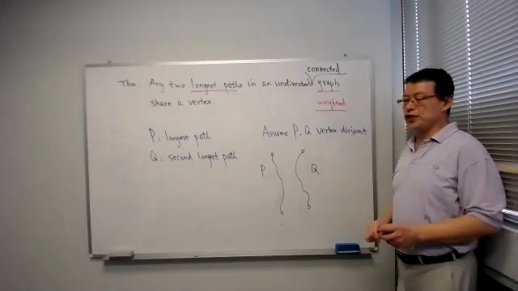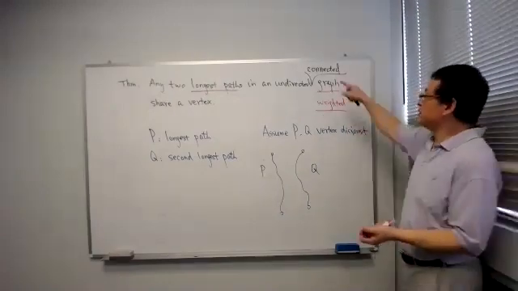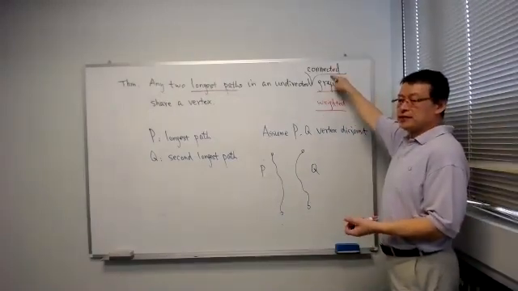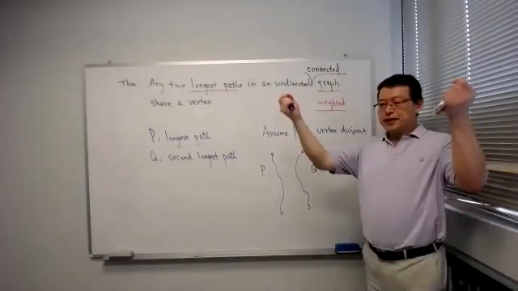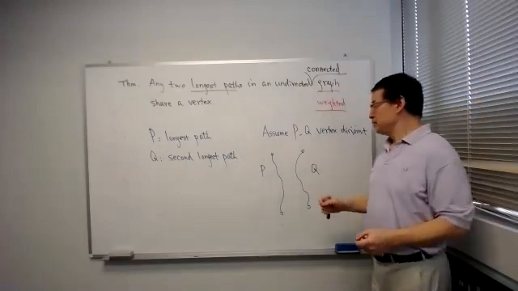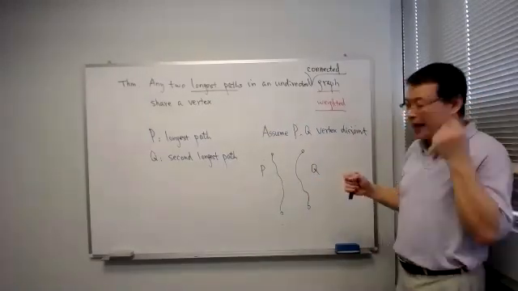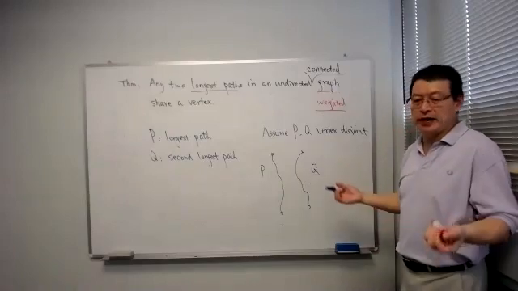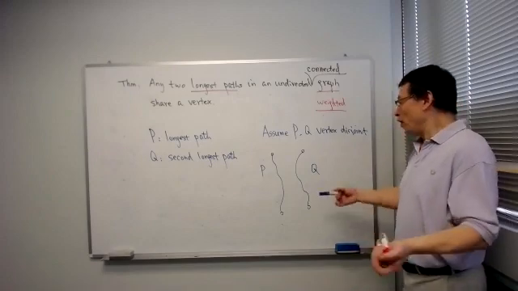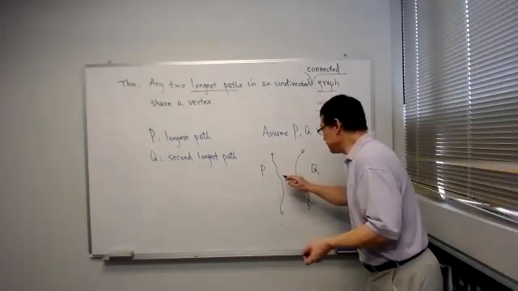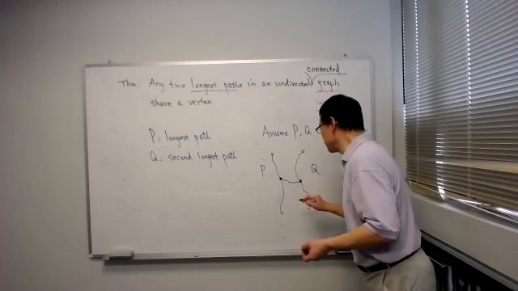How do we have this situation? Then what happens? Now, it's important that the graph is connected. Connected means for any two vertices, there is always a path. So that means between these two paths, there is at least one edge connecting them. Otherwise, the graph may not be connected. So between some vertex here and some vertex here, there must be a path connecting them.